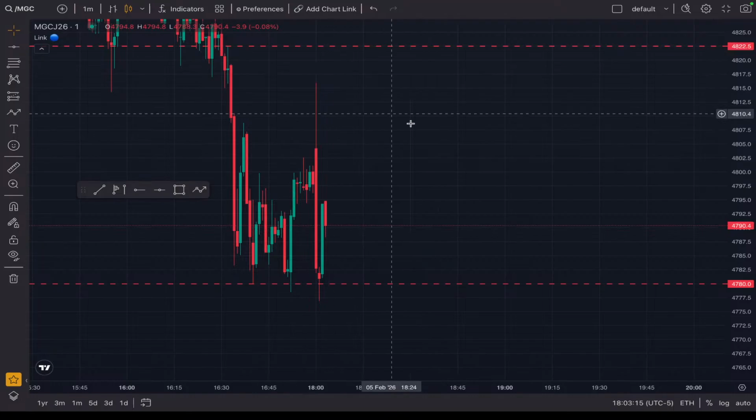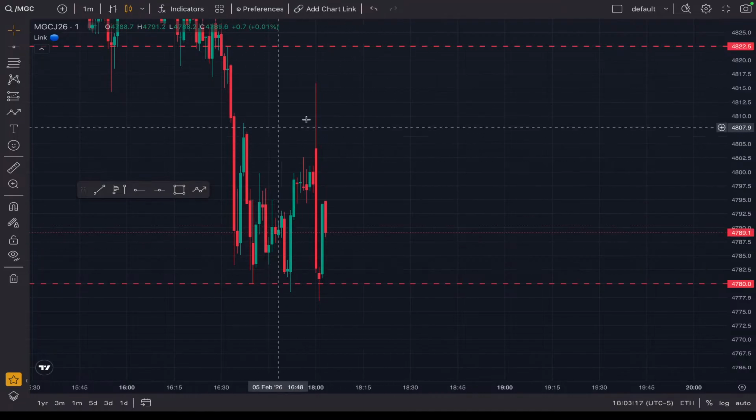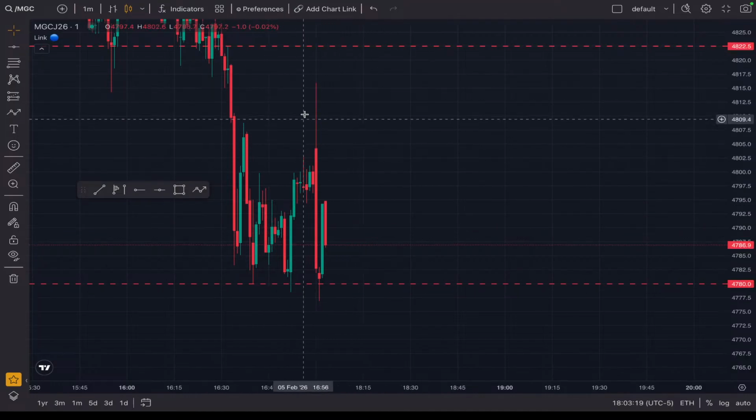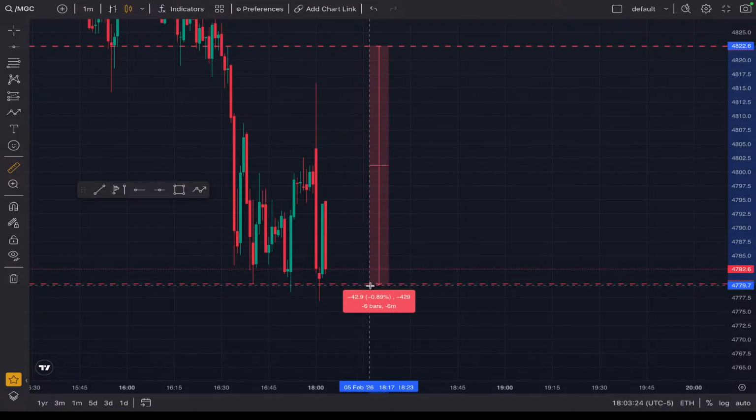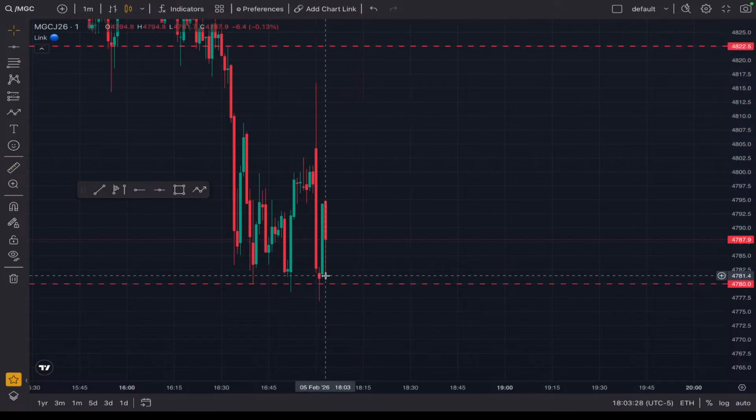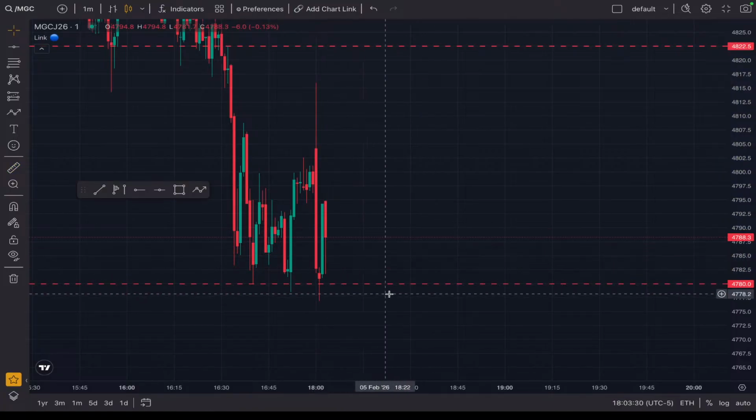This is no man's land. We are in between a monster of a zone, bro. A 43 pip zone. And price keeps rejecting off of this. I don't like that. I do not like that. Don't like that at all.